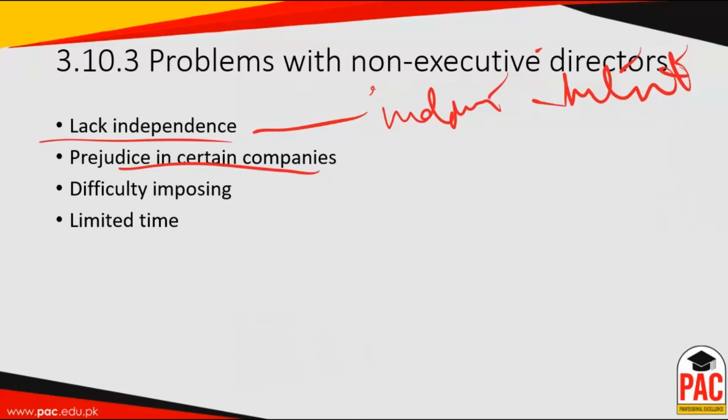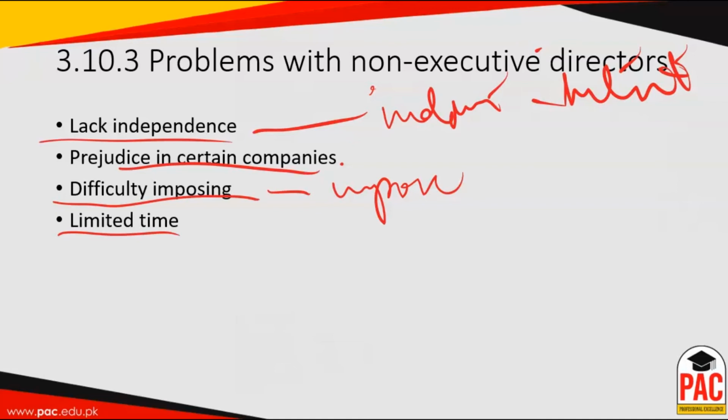The third problem with non-executive directors is usually that, because they are not operational, it is difficult to impose their points of view. And therefore there is limited time, because the re-election of directors takes place usually annually by the shareholders, and since they are not operational, they might be changed, so they have a limited time to work in an organization. These are the challenges or problems that can be associated with non-executive directors.